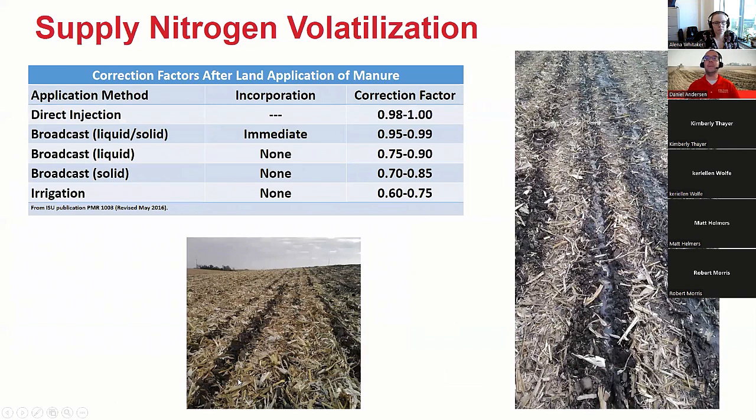The other challenge that we often have is that we'll see this table. If you utilize manure, there's a great Iowa State Extension document, PMR 1003, Utilizing Manure Nutrients for Crop Production. It has this table directly in it, and it makes it sound relatively simple, right? I find what equipment I'm using. I find this correction factor, which is really what percent of nitrogen I get to take credit for. Whatever the remaining percent is, that's what I'm estimating to lose to volatilization, and we assume it's all the same.